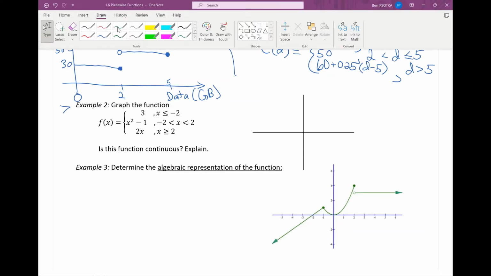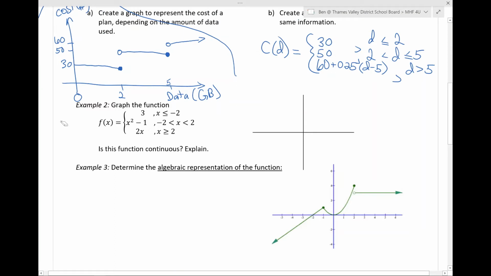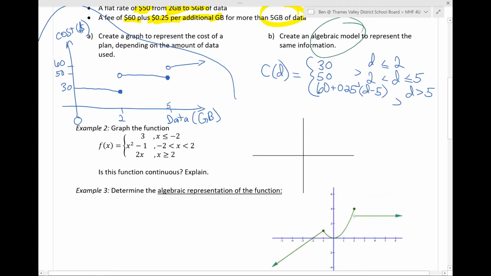This time we're given the piecewise function in algebraic notation, right? In algebraic representation, like we worked to find last time. Here we're given an equation. So we'll try and plot this right away. So if x is less than or equal to -2, so we'll call this -2. If x is less than or equal to -2, then f at x equals 3. Good, so we'll call this 3 here.